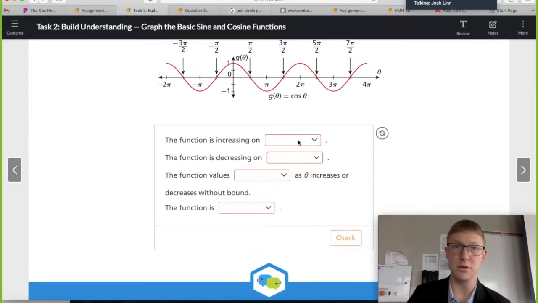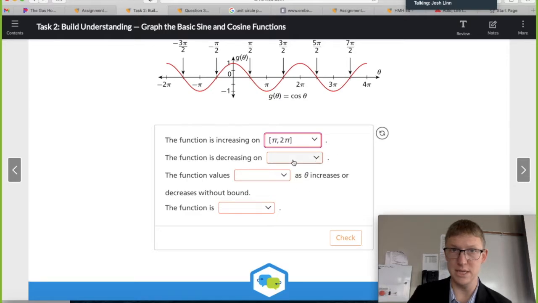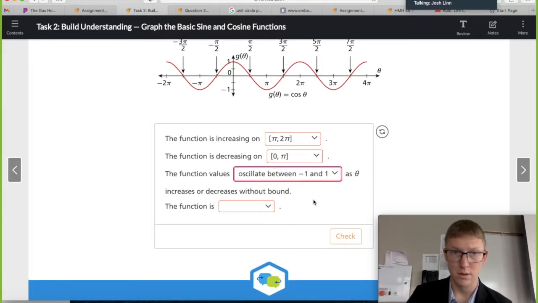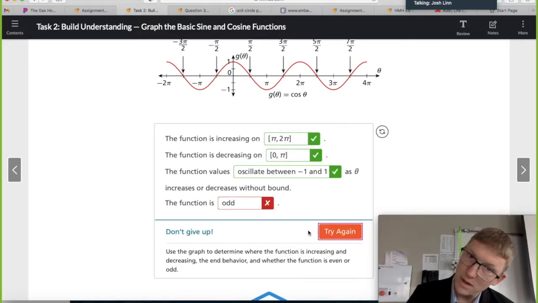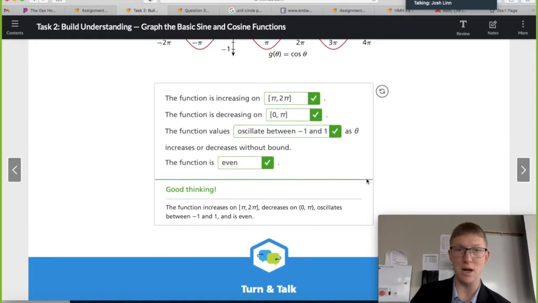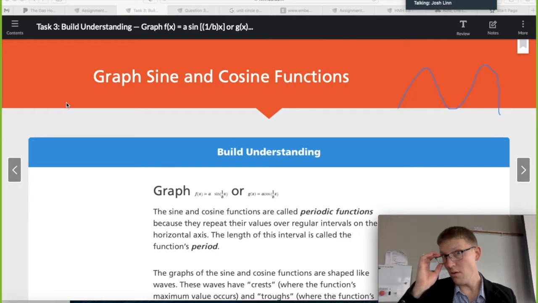So the function is increasing on, where do they want us to start? Pi to 2 pi. Function is decreasing from 0 to pi. Again, it's going down from 0 to pi. It's going up from pi to 2 pi. Function values oscillate, increase, and the function is going to be odd, just like our sine function. Maybe not, just kidding. Clearly, I need to look at our definitions of even and odd when it comes to sine functions. So we've got our parent functions.